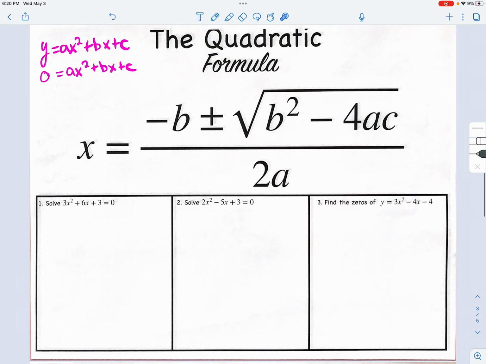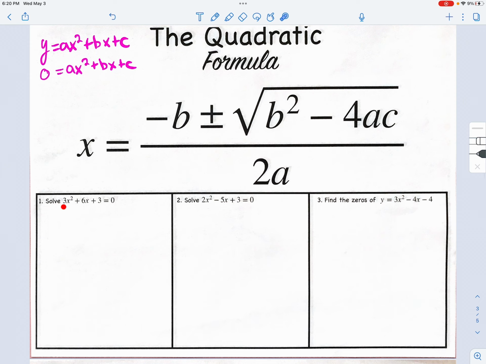So let's say, for example, we want to solve 3x squared plus 6x plus 3 equals 0. First, we need to identify our a, b, and c. So like here, a is 3, b is 6, and c is 3. And we know they're all positive because they're plus signs here in between. So there are no negatives. All right, now let's keep going.